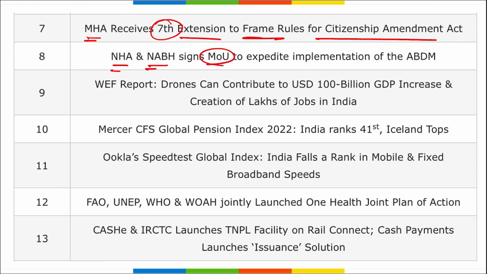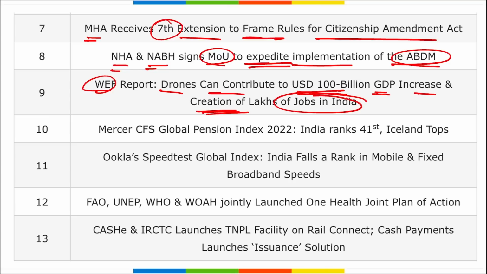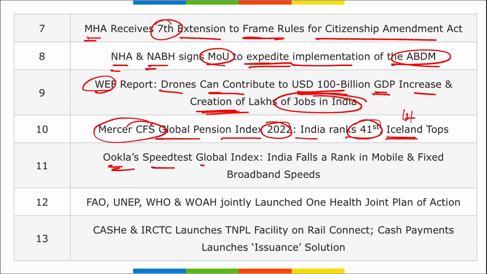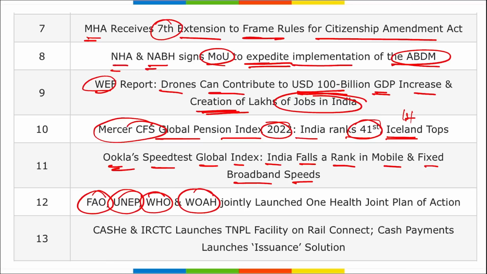NHA and NABH signed an MOU to expedite implementation of the Ayushman Bharat Digital Mission. A World Economic Forum report was released stating that drones can contribute to a $100 billion GDP increase in India and create lakhs of jobs for India. Mercer CFS Global Pension Index 2022 was released and India's rank was 41st, and Iceland secured the top position in this. Ookla Speed Test Global Index was released and India falls a rank in mobile and fixed broadband speeds. Food and Agriculture Organization, UNEP, WHO and WOAH jointly launched the One Health Joint Plan of Action.